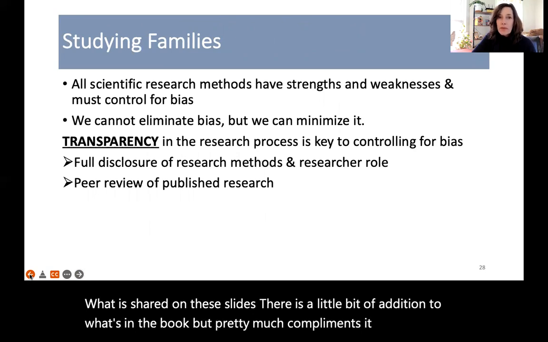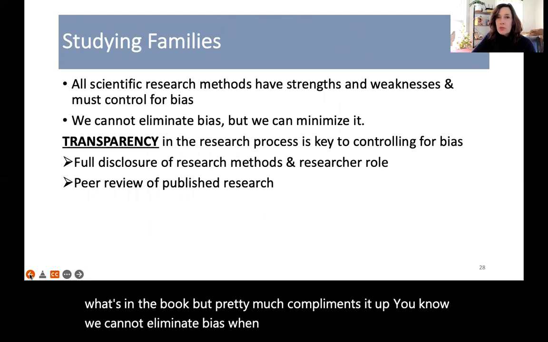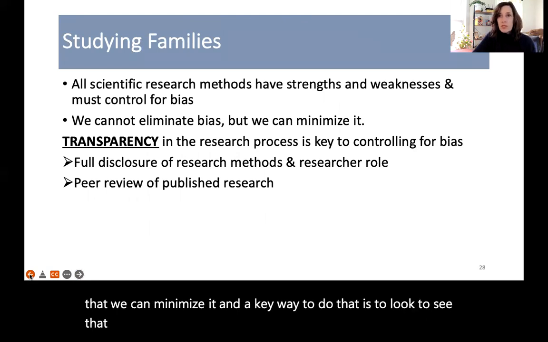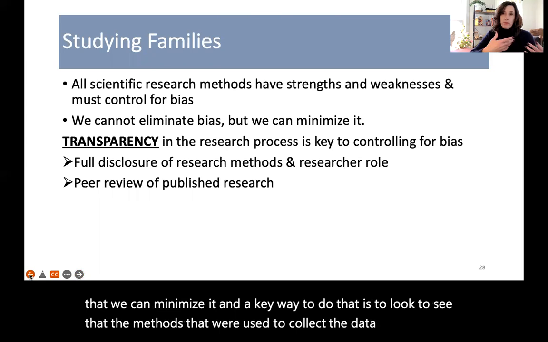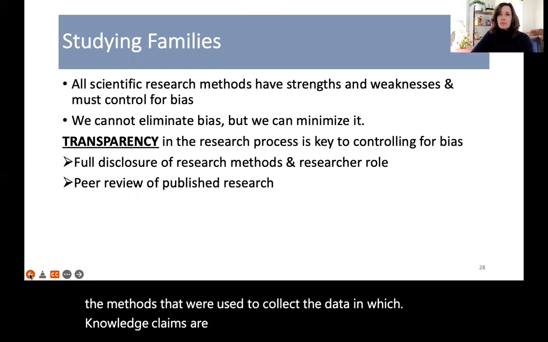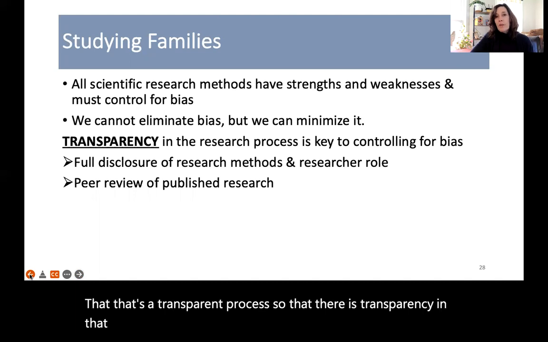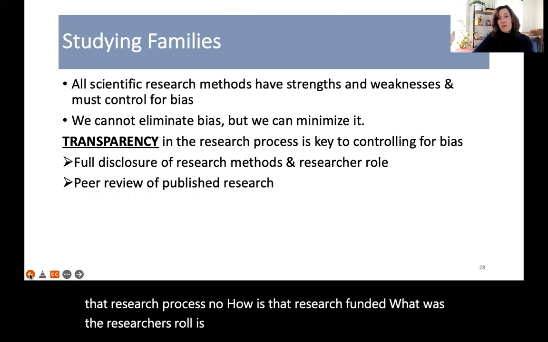We cannot eliminate bias when it comes to social science research, but we can minimize it. And a key way to do that is to look to see that the methods that were used to collect the data on which knowledge claims are being made, that's a transparent process. So that there is transparency in that research process. How is that research funded? What was the researcher's role? Is it published in a peer-reviewed journal?